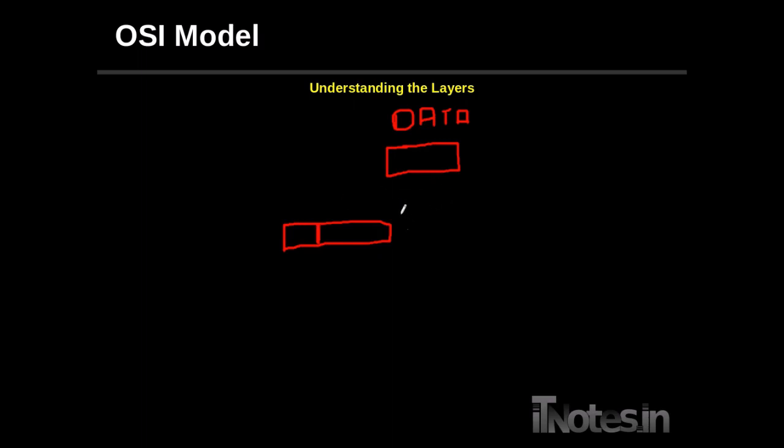then we get a segment. Okay. So with a segment, if I add the IP address, the IP address header, then we get a packet.